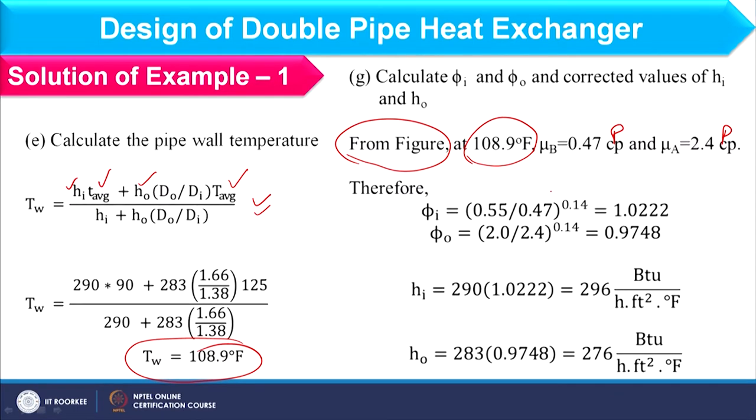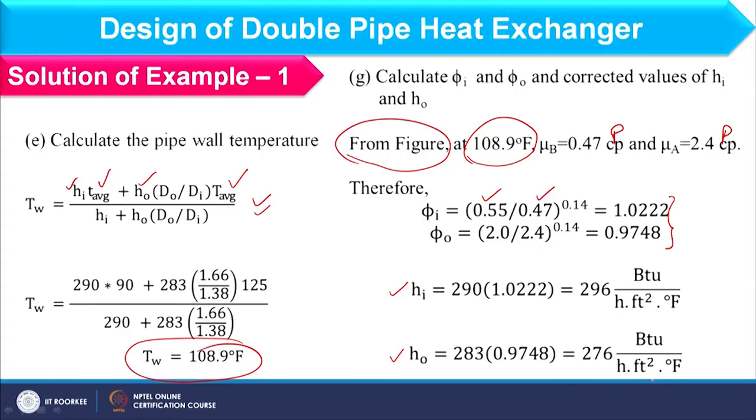Considering these values of viscosity at wall temperature and viscosity at average temperature of both fluids, we can find out viscosity correction factors like this, where psi i is equal to 1.0222 and psi naught is equal to 0.9748. Fine. So, considering these values, we can calculate h_i and h_o as 296 BTU/hr·ft²·°F and 276 BTU/hr·ft²·°F respectively. So, in this way you can find out h_i and h_o with viscosity correction factor.